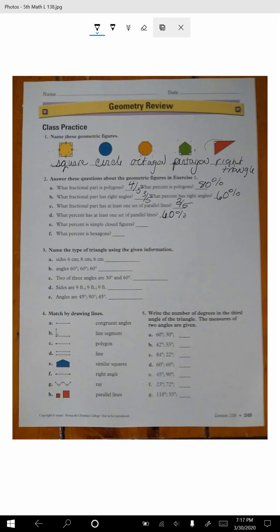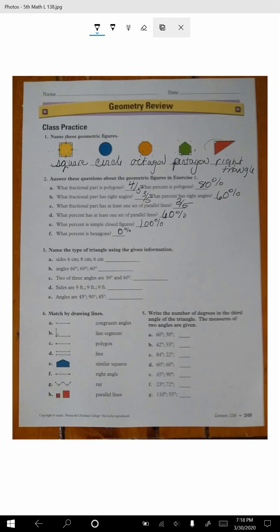What percent is simple closed figures? How many of these are simple closed figures? If you said all 5 of them, you are correct. So 5 out of 5 would be 100%. If you got 5 out of 5 right on a quiz, you got 100%. What percent is hexagons? Do you see any hexagons up there? I don't. That must be 0%.